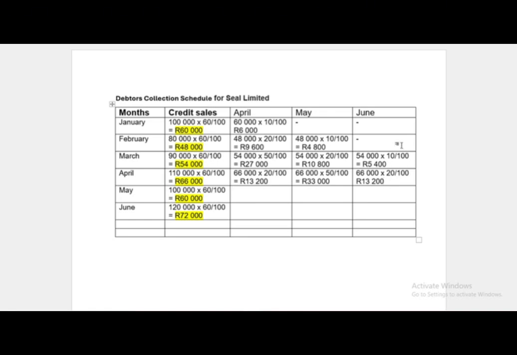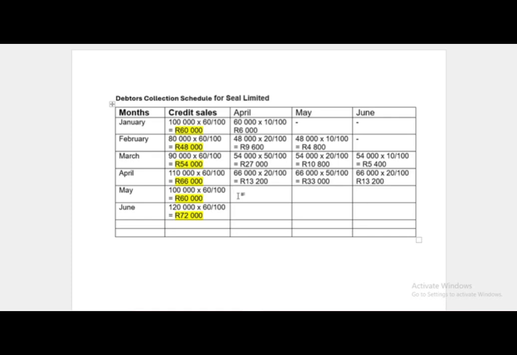All right. And then in May, now we are done with April. This is how you do it for April. We cannot collect 10% because 10% is going to be collected in July, and July is not part of our debtors collection schedule month. So we're not going to deal with 10% for April, right? So let's go to May. Let's go and collect in May.